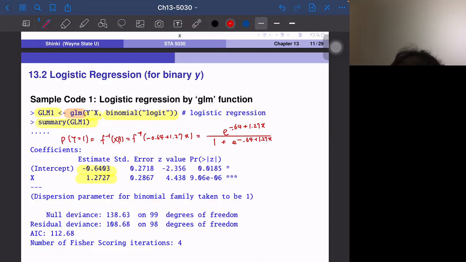And how reliable are these estimates? These are the standard deviations. So only 100 observations, but it's reasonably good. For example, the coefficient of x has the z value of 4.48. So this is basically the signal to noise ratio: 1.27 divided by 0.2867. So this is 4.438.